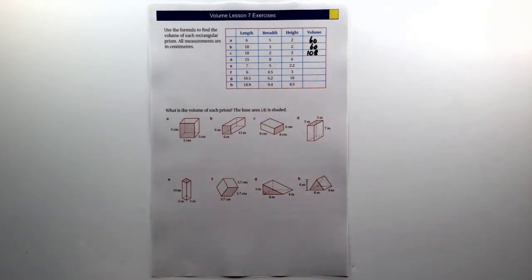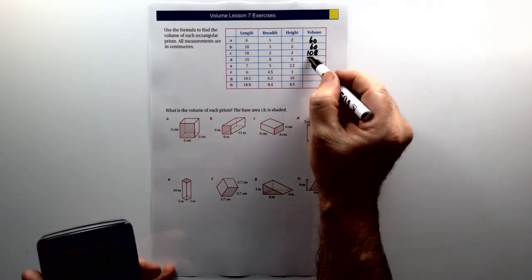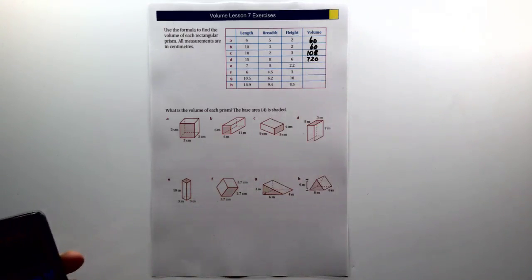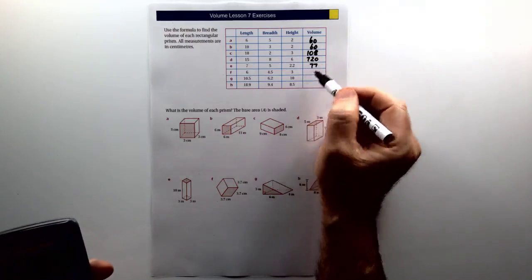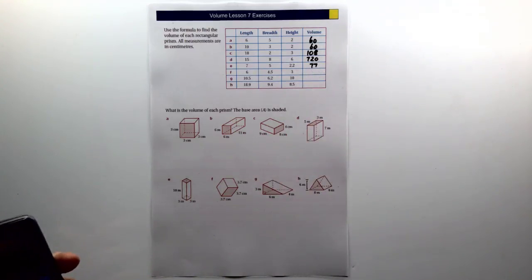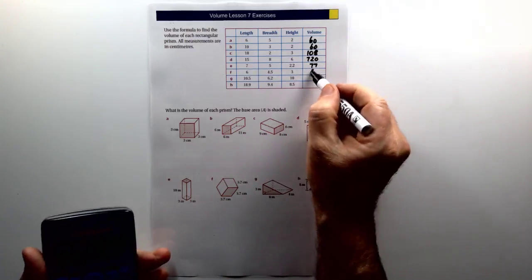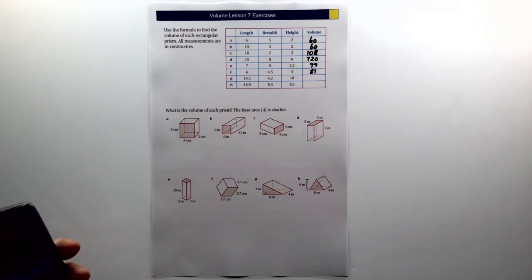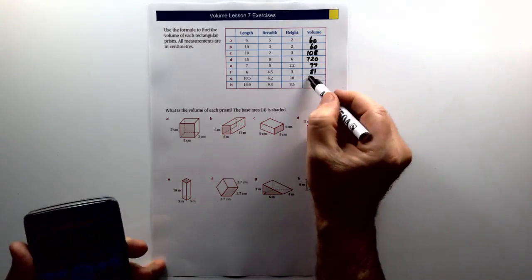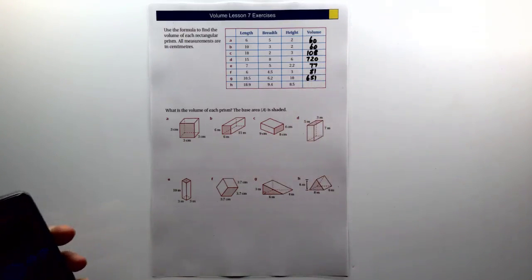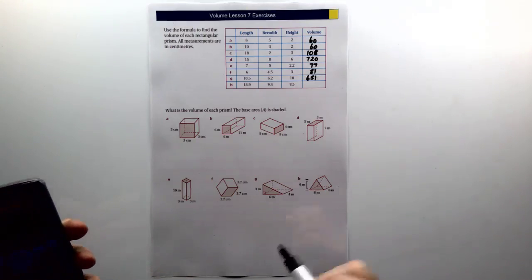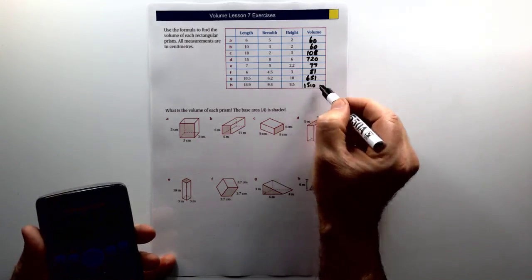15 times 8 times 6, I'm going to go to the calculator. Okay, so that's going to be 720. 7 times 5 times 2.2 gives us 77. 6 times 4.5 times 3 gives us 81. 10.5 times 6.2 times 10 gives us 651. 18.9 times 9.4 times 8.5 gives us 1510.11.